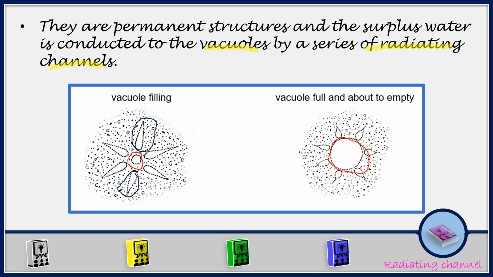The radiating channels are going to supply water to the vacuole, and this water passes through the radiating channels to enter into the contractile vacuole. And we have seen that these structures are permanent. One structure is at the posterior and another structure is at the anterior. They are permanently situated or placed in particular positions.